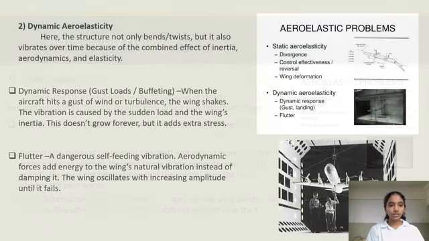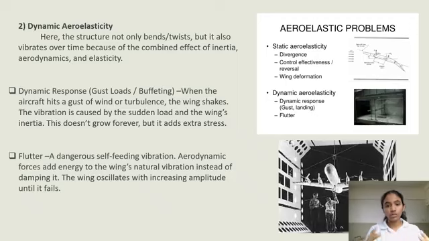The second one is dynamic velocity. Here there are changes due to motions and different aerodynamic forces acting on it. Dynamic response: when the aircraft hits a gust of wind, strong wind or turbulence, the wings shake. These vibrations are caused by sudden load, and the wing's inertia adds extra size, which leads to more deflection of the wings.